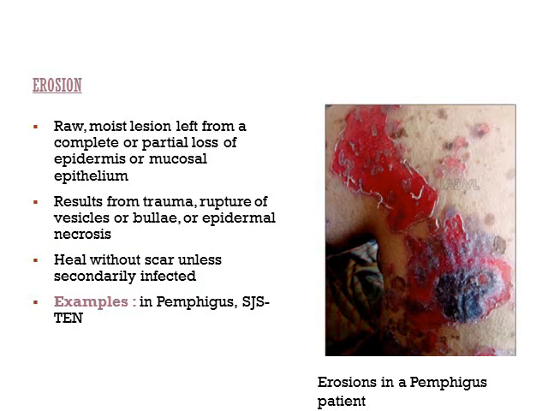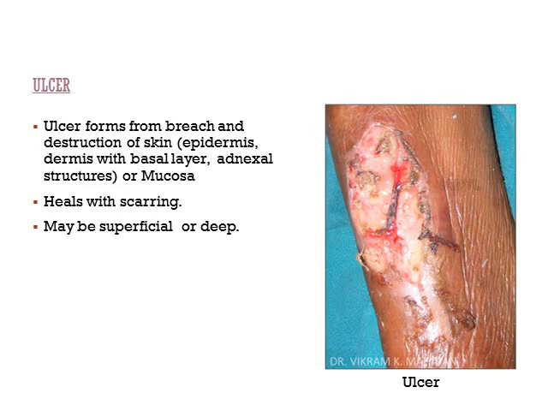Erosion is a raw, moist lesion left from the complete or partial loss of epidermis or mucous membrane. Only when the epidermis, just the top layer of the skin, is lost, we call it erosion. The dermis is intact. This heals without a scar, unless there is any infection. An ulcer is where the damage is deeper, involving both epidermis and dermis, so it heals with scarring.